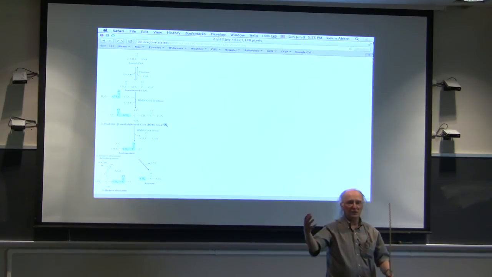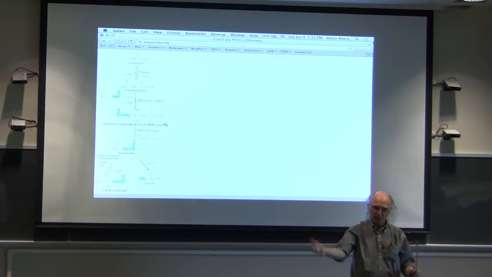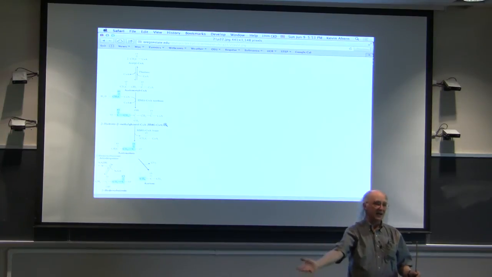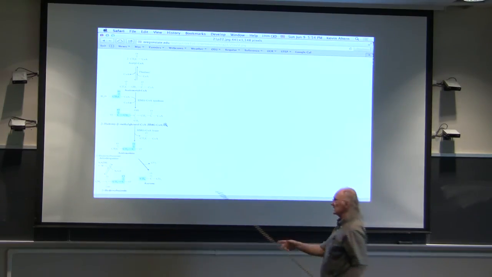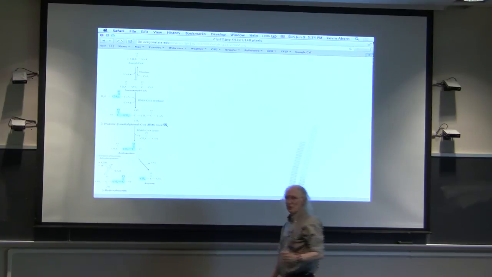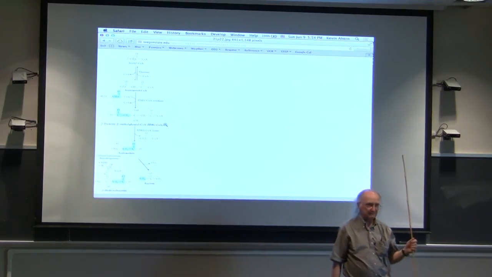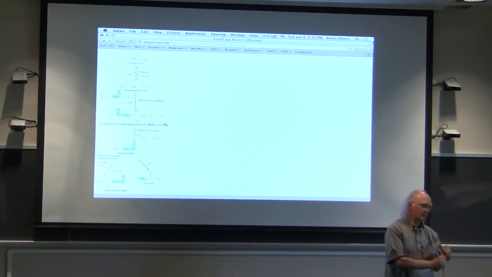Otherwise, it's dependent upon glucose to go through glycolysis, through pyruvate decarboxylation, and then you get acetyl-CoA. This way, it's getting acetyl-CoA without going through glucose. Does that make sense? Yes, sir.